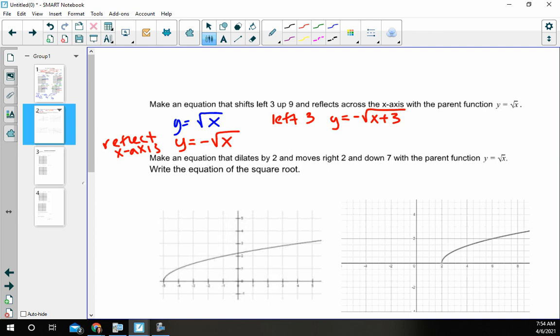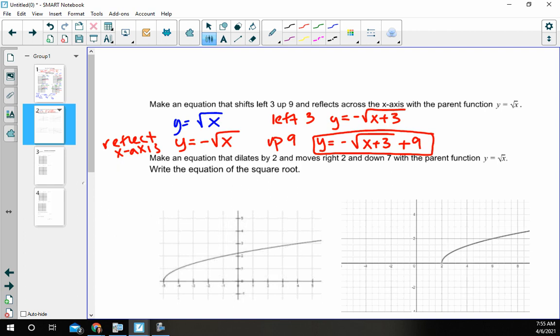Now if I'm doing my up 9, it's going to be on the outside. Is it a +9 or a -9? So that is my final answer. We're not doing inverses.